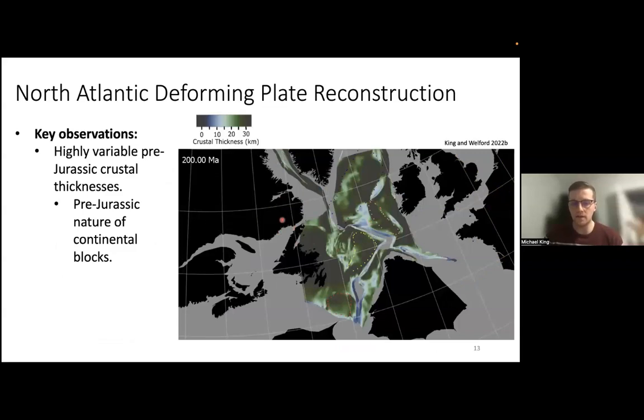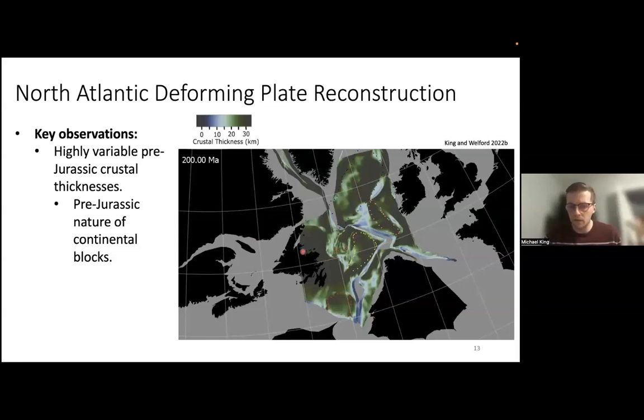Again, this is the 200 million year crustal thickness template of the model I just showed. Just before I play the video that's here, I wanted to touch on some key observations that we see in terms of the pre-Jurassic template. We can definitely see here that it's quite variable. It's definitely not constant and uniform. We see quite a bit of variability in the pre-Jurassic template here.